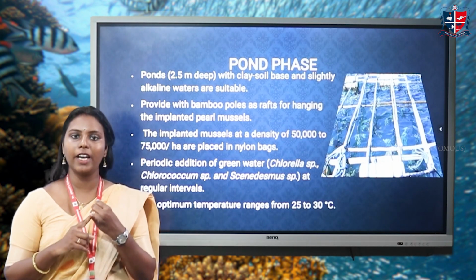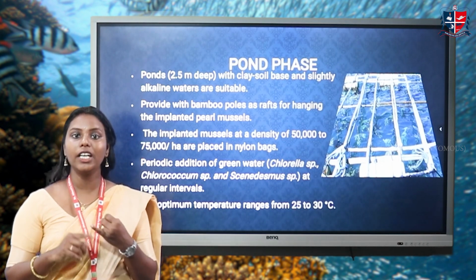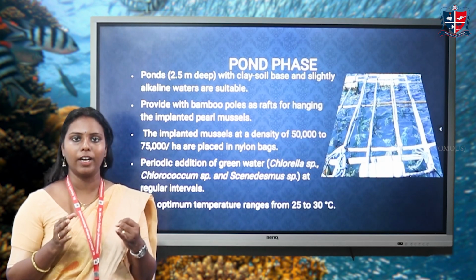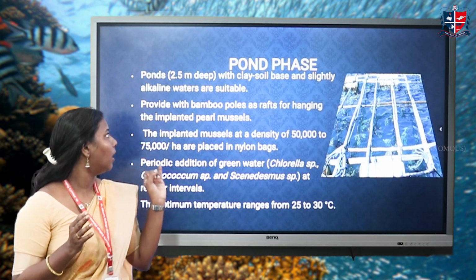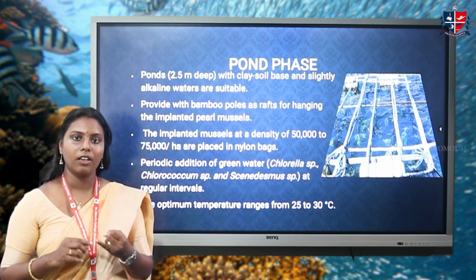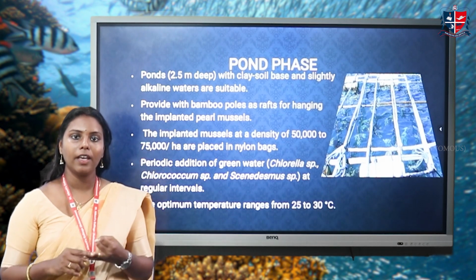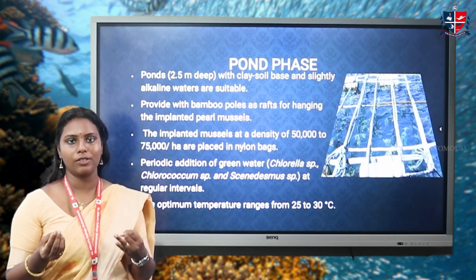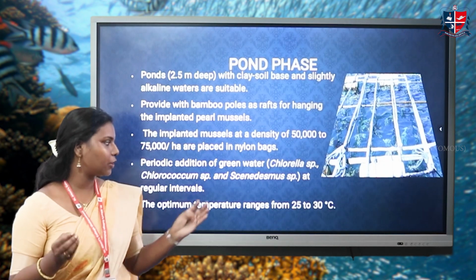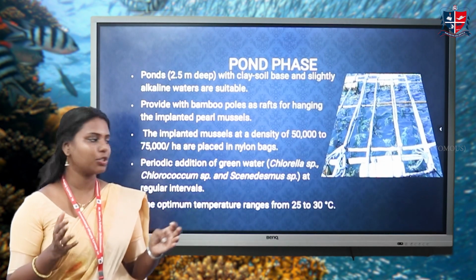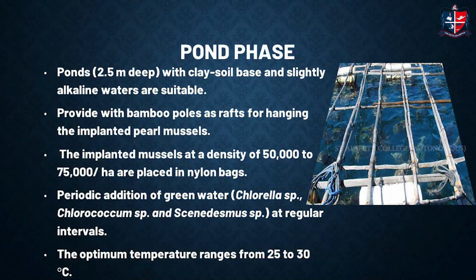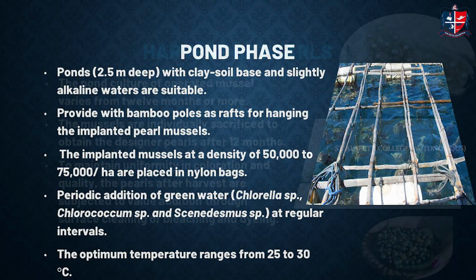So the things we have to care for while doing the culture are, first, the depth of the pond. It should have a minimum depth of 2.5 meters, and slightly alkaline water. And then we should provide feed to the organism, that is, we should provide green water that contains Chlorella or Microcystis. And the last thing is we should be careful about the temperature. It should not exceed that limit. It should be in between 25 to 30 degrees Celsius. Here in this picture you can see the raft method of culture of mollusk.